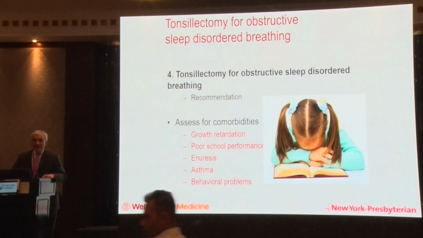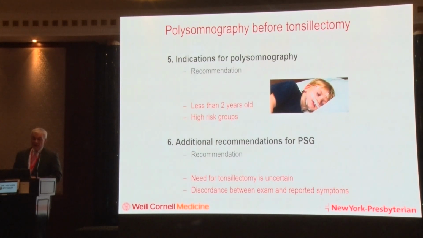There's also a recommendation that you assess for important comorbidities, such as delayed growth, poor school performance, enuresis, asthma, behavioral problems. The recommendation for when to get a sleep study is basically twofold. Children less than 2 years old with suspected apnea, or high-risk groups, and we'll talk about the high-risk groups in a minute. The additional recommendation for a sleep study is if the need for tonsillectomy is uncertain or if there's a significant discordance between the exam and the reported symptoms.